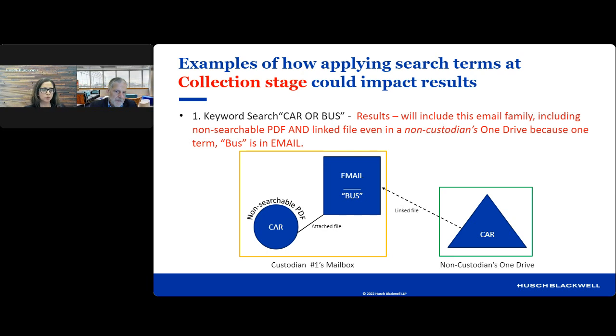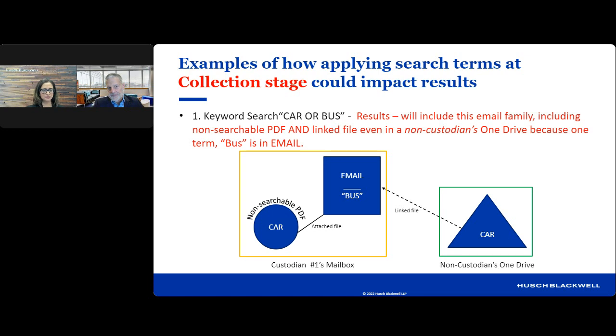We are searching for the words car or bus, and because the email has bus in it, it's going to find this document. It's going to pull in the PDFs. It's going to find the non-custodian document in the non-custodian's OneDrive and pull it into my collection. So if at the very beginning in my collection stage I applied car or bus, and this document was sitting in one of my custodians' mailboxes, I'm going to get the linked document. It's going to find the linked document in the non-custodian's drive and put it into my review set, and I'm going to get it. Great, I don't have any problems, because one of the search terms was in the email, but that's not always the case.